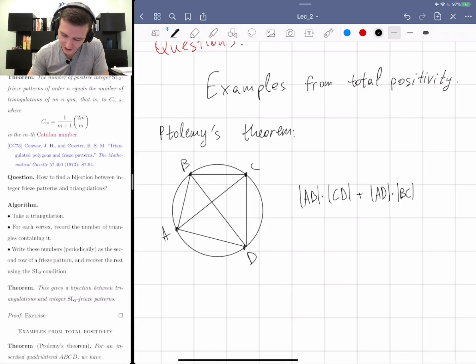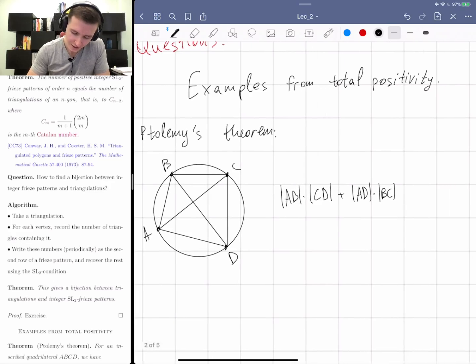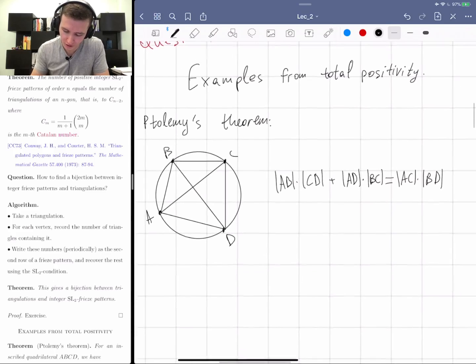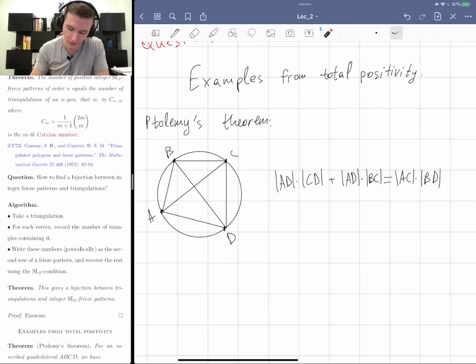Nice, thank you. Yeah, that is correct. This side times this side plus this side times this side is equal to this diagonal times this diagonal, AC times BD. Yes, I haven't been to high school in quite a while, so I had to look it up actually. But yes, this is true: there's this relation for an inscribed quadrilateral.